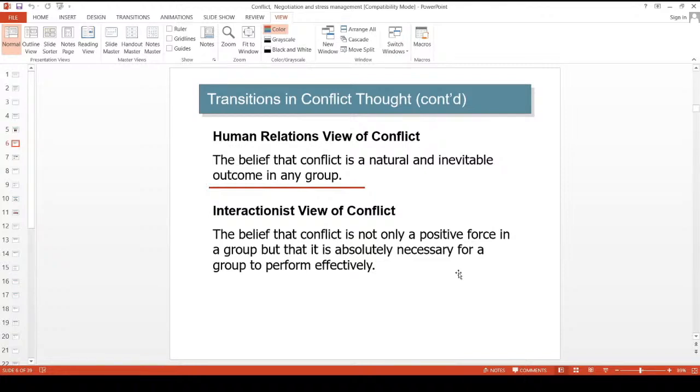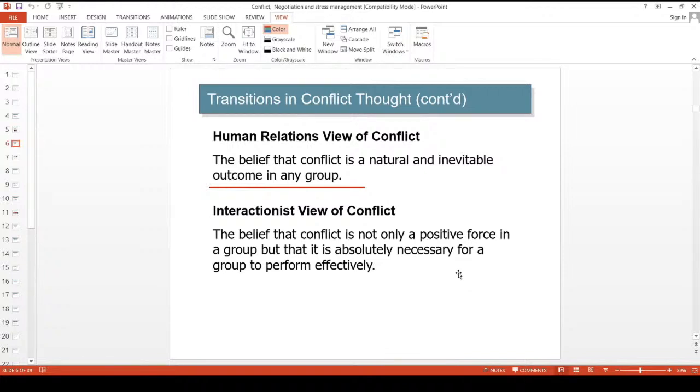Then there is another view of conflict that is termed as the human relations view of conflict. What this view tells us is the belief that conflict is a natural and inevitable outcome in any group or organization. Since it is natural and inevitable, it should be accepted. It cannot be eliminated, and it may even contribute to group performance. Now again, class, this is just the opposite of the traditional viewpoint of conflict.